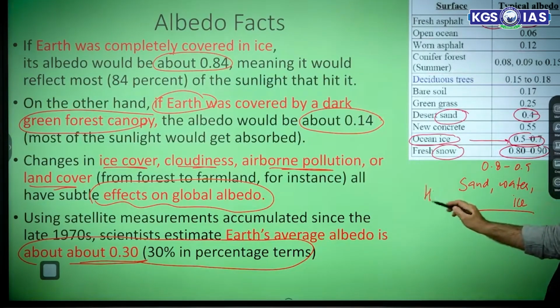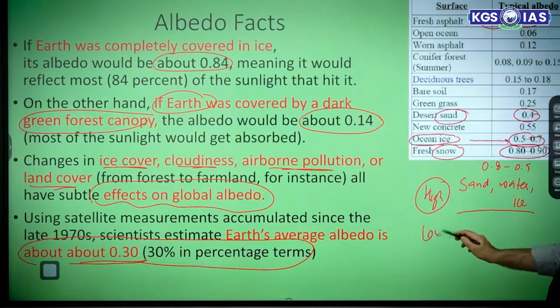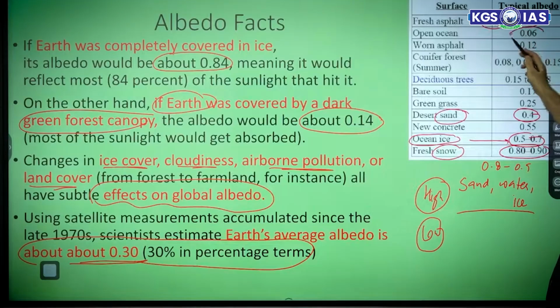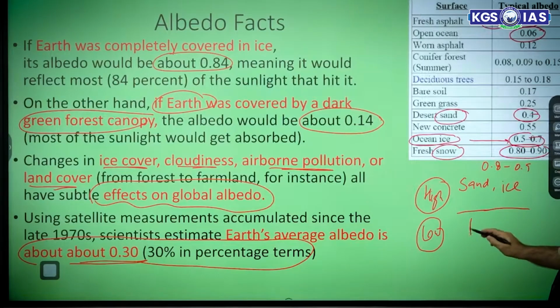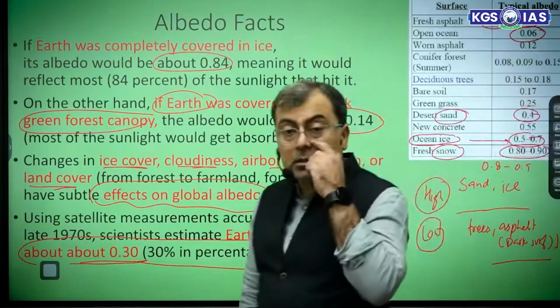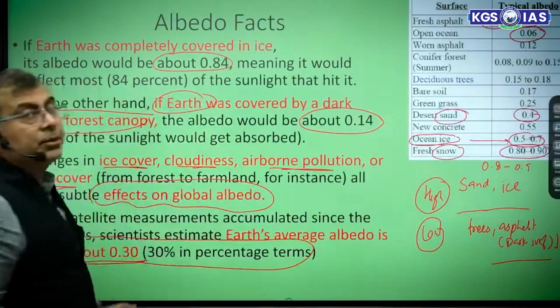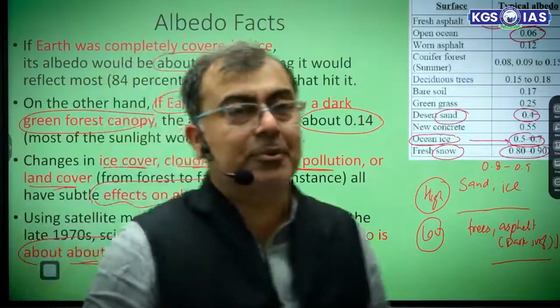व्हाट आर लो, लो है बच्चों फॉरेस्ट का. ओपन ओशन का भी लो है, बिकॉज ओपन ओशन हैज वेव्स एंड एवरीथिंग. So just let's keep sand and ice high, and trees, asphalt or dark surfaces are low. Everyone with me on this? Did you understand what is albedo and some natak associated with albedo?